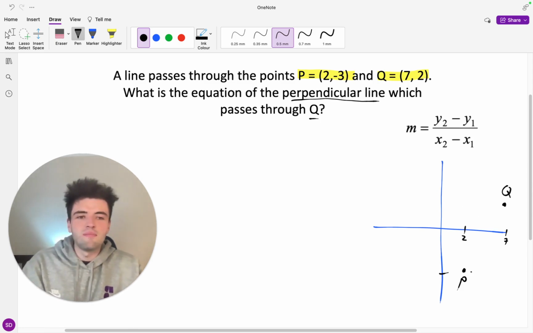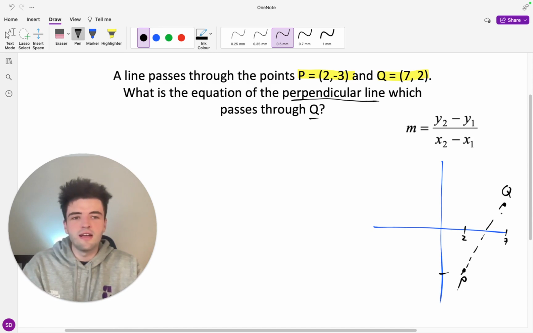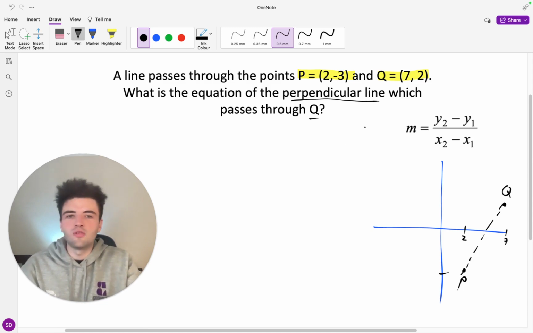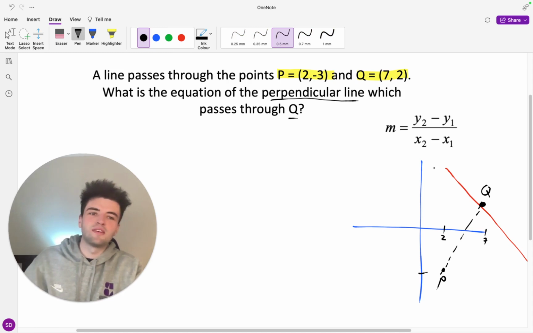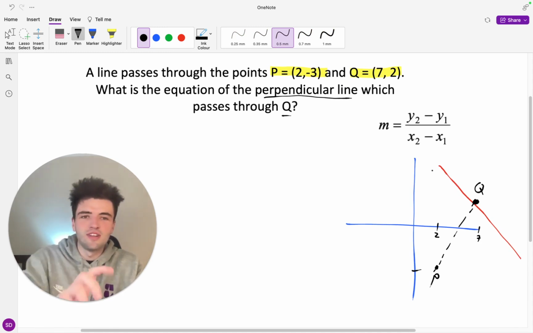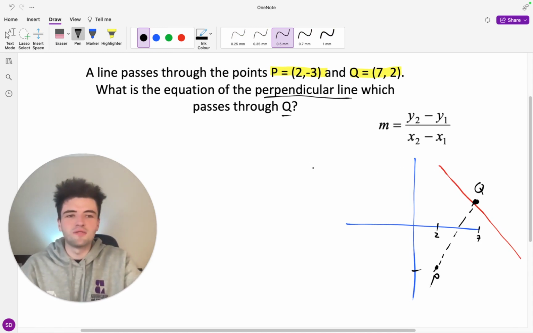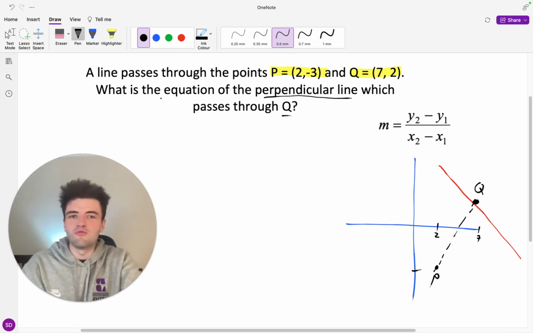And we're told that a line passes through these 2 points, P and Q, so we can draw a dotted line there. And then we're looking for the equation of the perpendicular line which passes through Q. So if we were to draw that in red, it would look something like this. So perpendicular to our line PQ. We're going to be finding the equation of this red line on the right here.